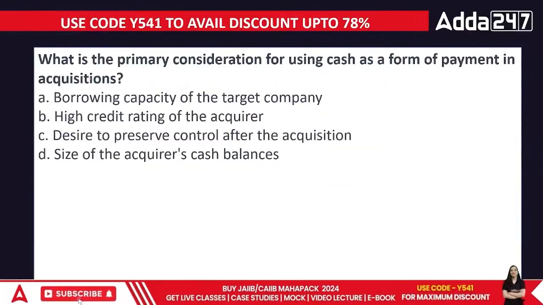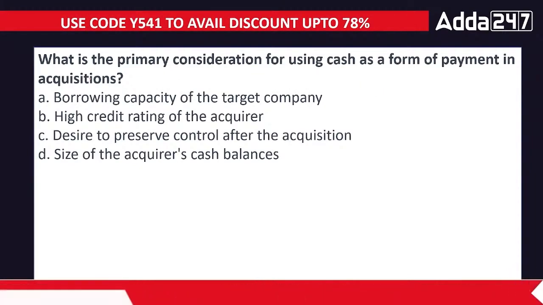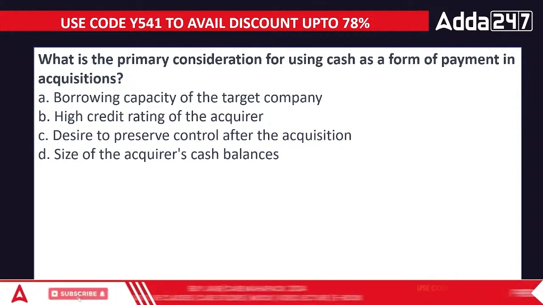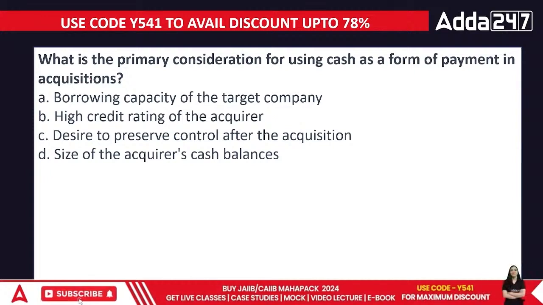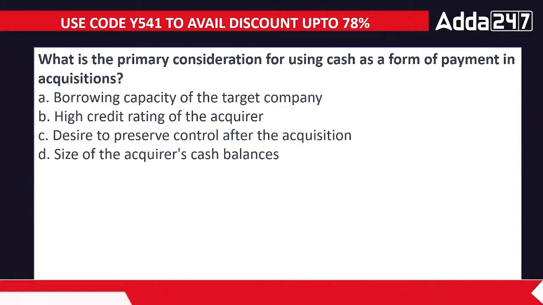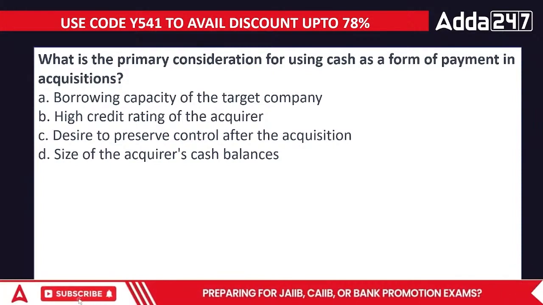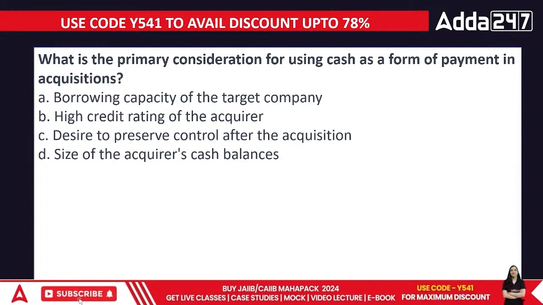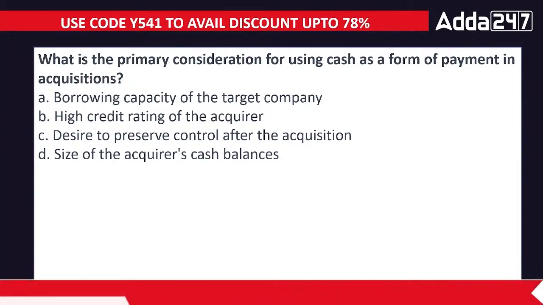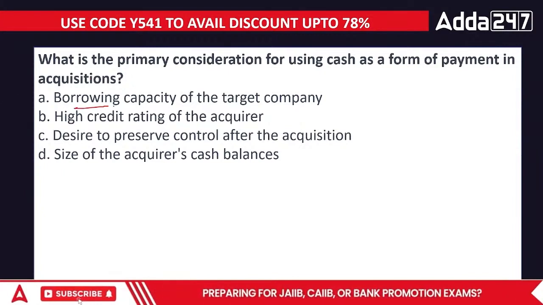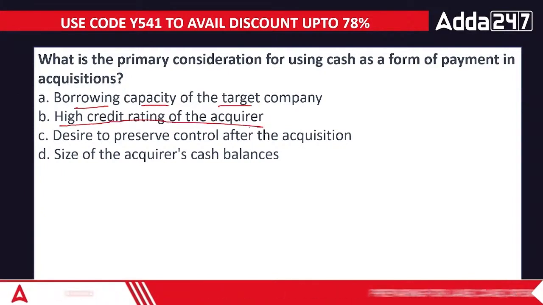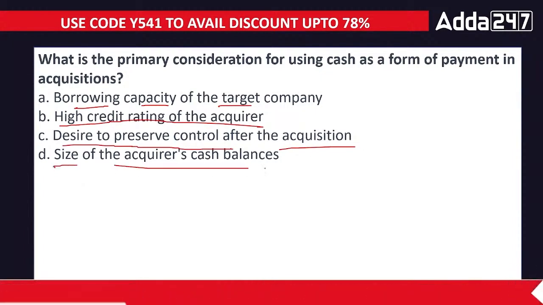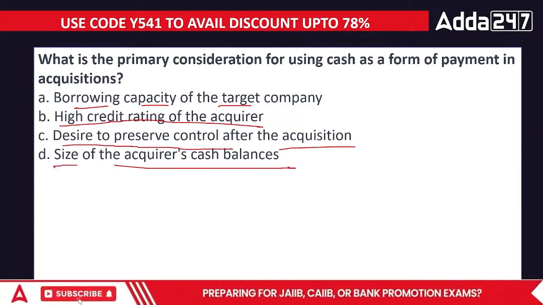What is the primary consideration for using cash in the form of payment in acquisition, everyone? What is the primary consideration for using cash as a form of payment in acquisition? In terms of this, is it borrowing capacity of the target company, high credit rating of the acquirer, desire to preserve control after the acquisition, or size of the acquirer's cash balances? What's going to be the answer?